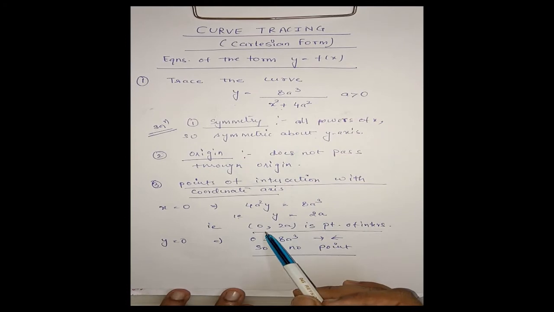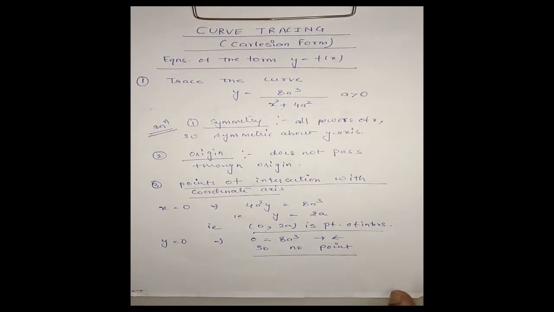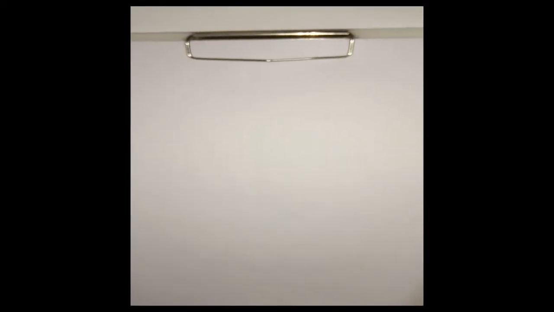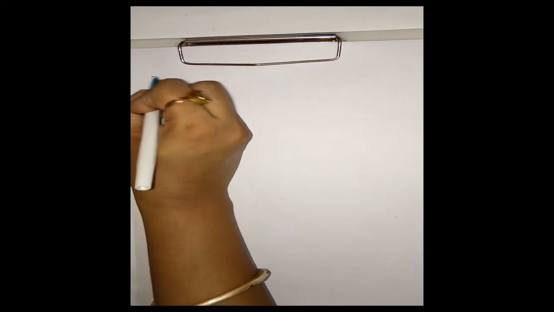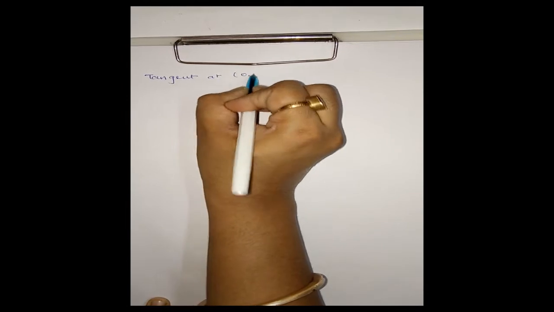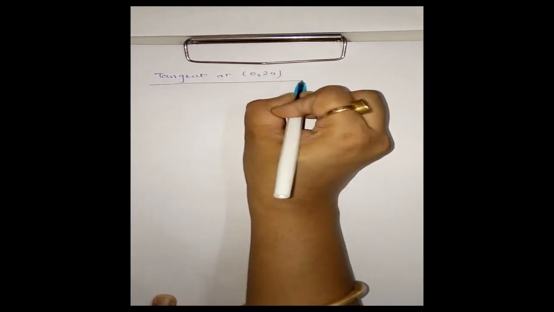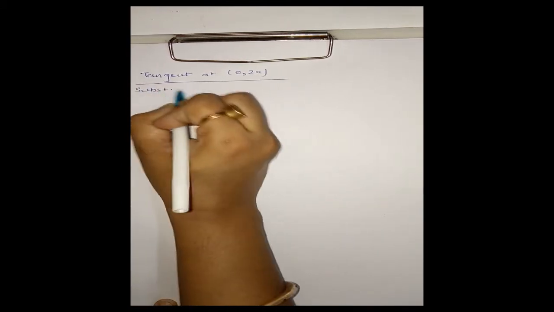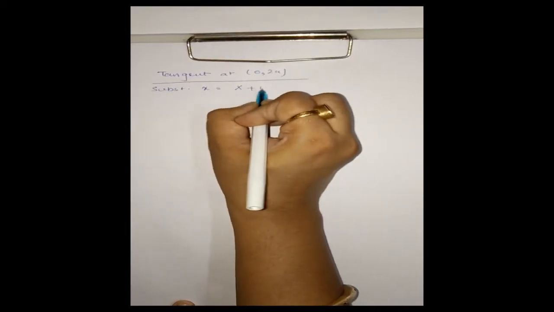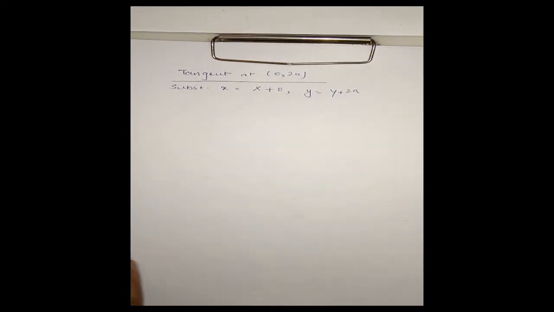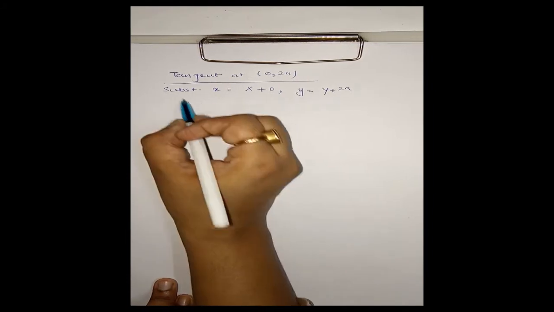Next we have to find the tangent at this point (0, 2a). For this we have to substitute these values in the given equation.